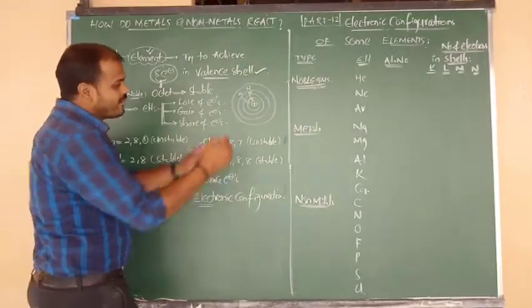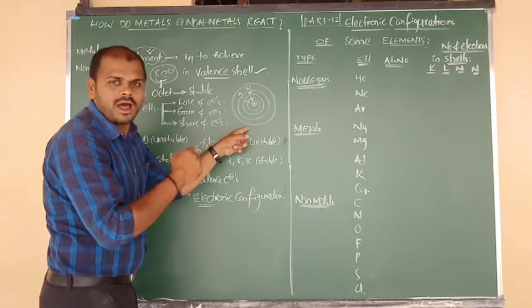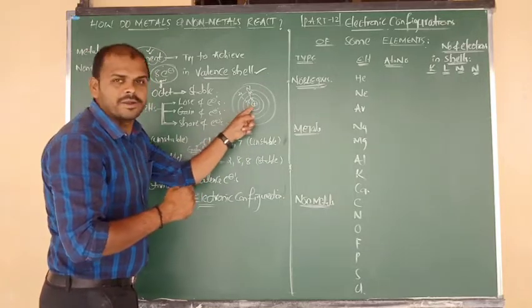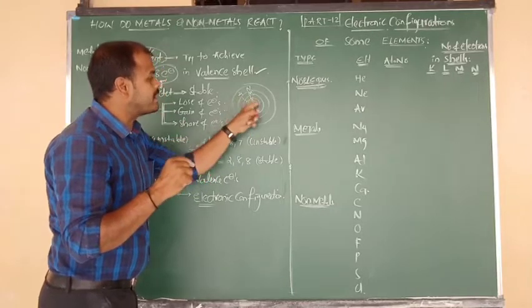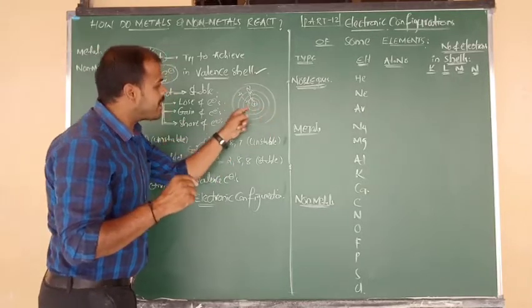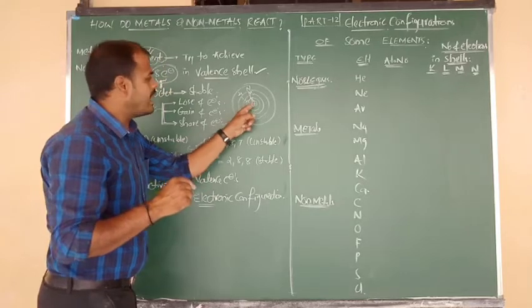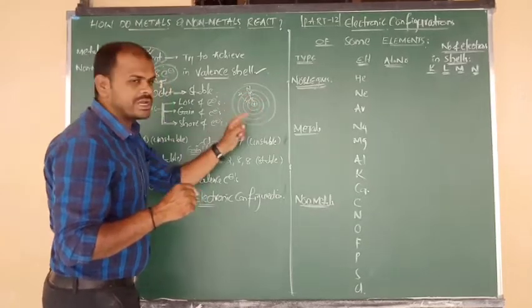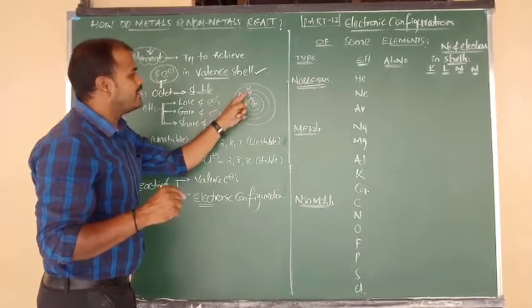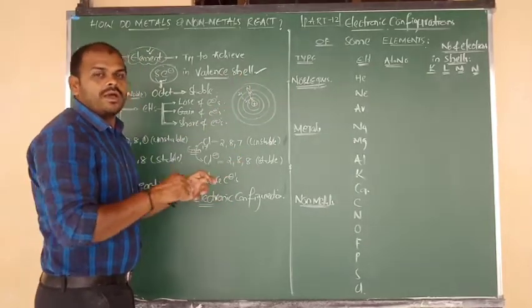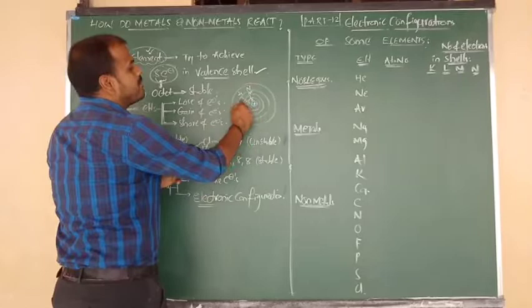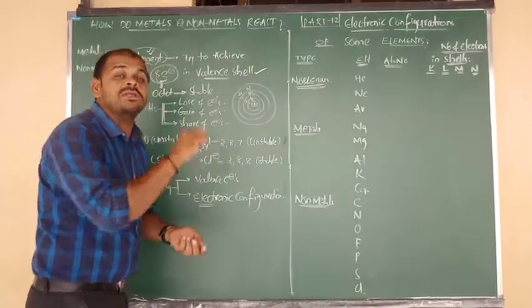Okay na beta. First, suppose here I have taken one atom structure. At the central point, a nucleus is there which contains positive charge. Around that, a number of circular orbits are there. Circular orbit number 1 is K shell, circular orbit number 2 is L shell, circular orbit number 3 is M shell, and circular orbit number 4 is N shell. So around the nucleus there will be a number of circular orbits or circular paths.